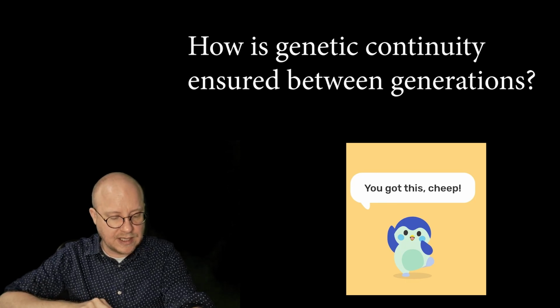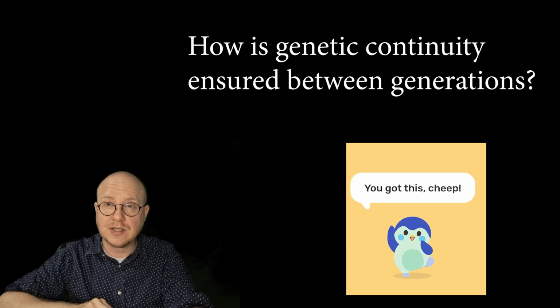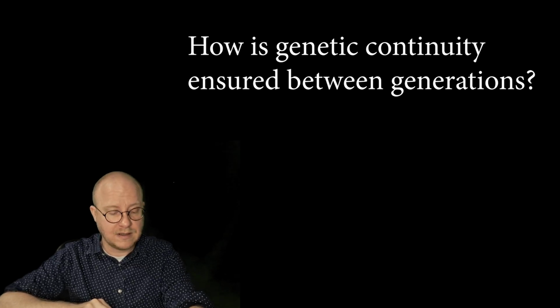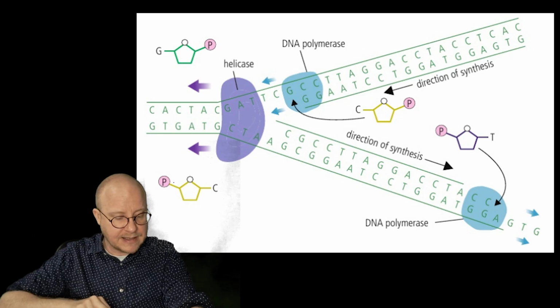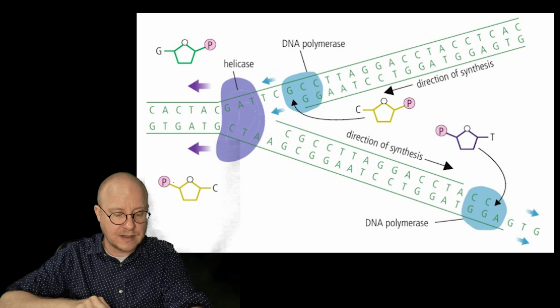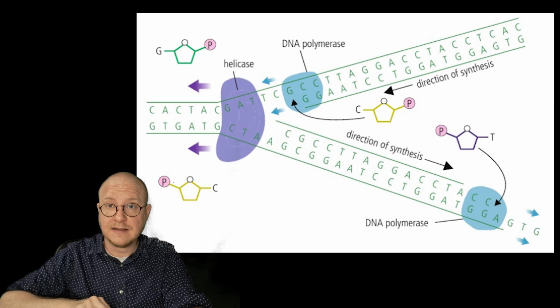There's a linking question here. How is genetic continuity ensured between generations? You can use different areas of the book, different concepts to think about that question. Helicase has been found to catalyze the unzipping of DNA at a rate measured in hundreds of base pairs per second. That is very fast.